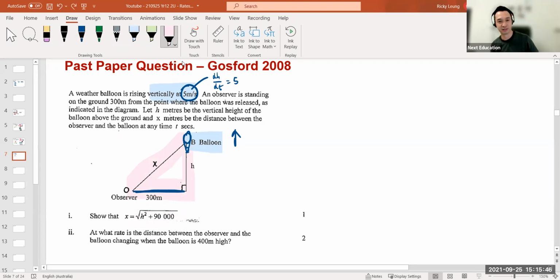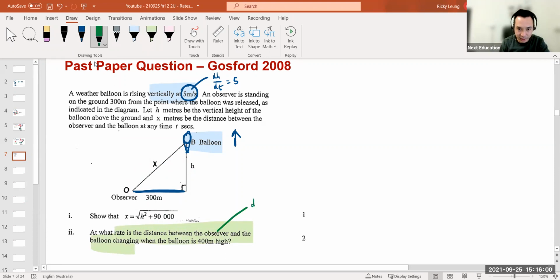All right, show that x equals that. Beautiful. It's Pythagoras and square root it. Piece of cake. At what rate is the distance between the observer and the balloon changing? So that's this distance here. So this is dx/dt equals question mark when the balloon is 400 meters high. So 400 meters high vertically, I should have really said, h is 400.